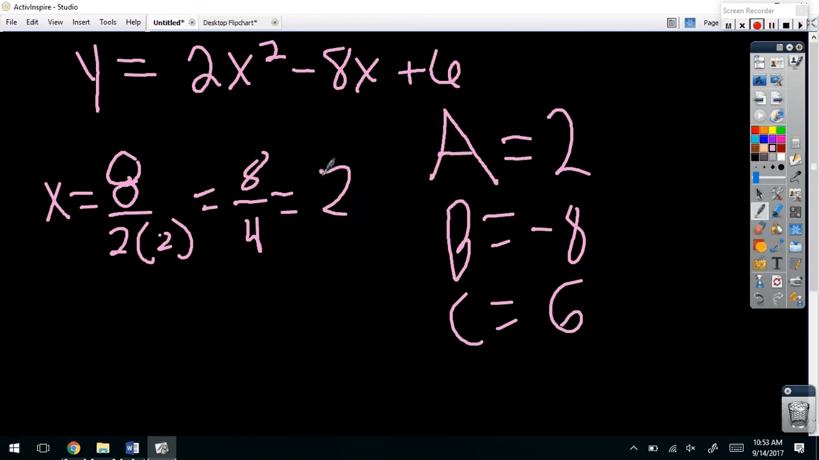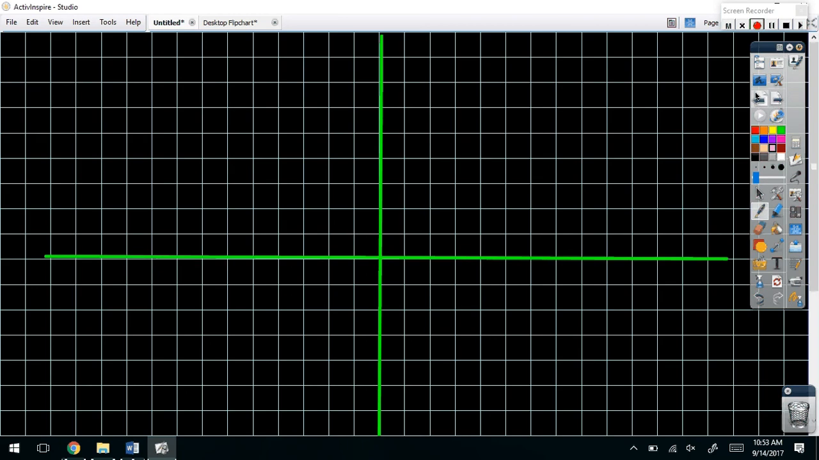2, and we're gonna go to the graph. How do I get to the graph? Oh, you divide 8 by 4. Okay, so we have positive 2, which was our vertex.